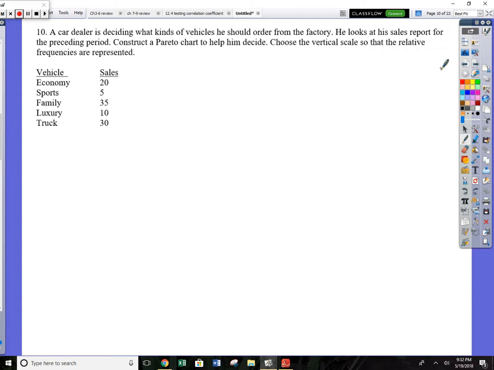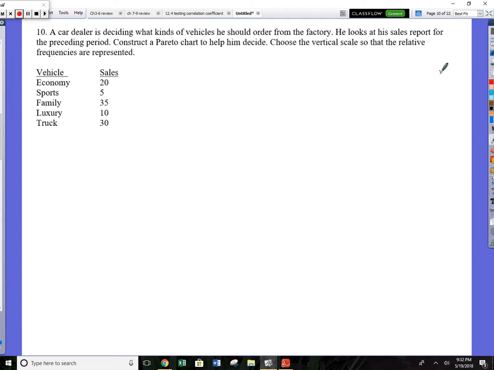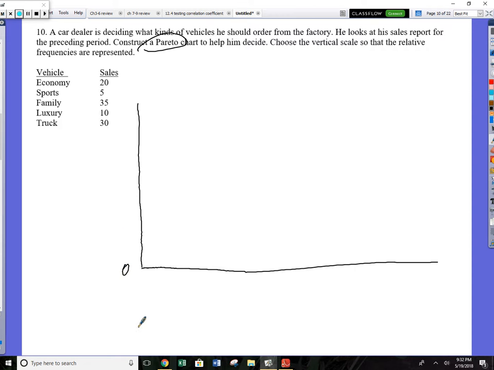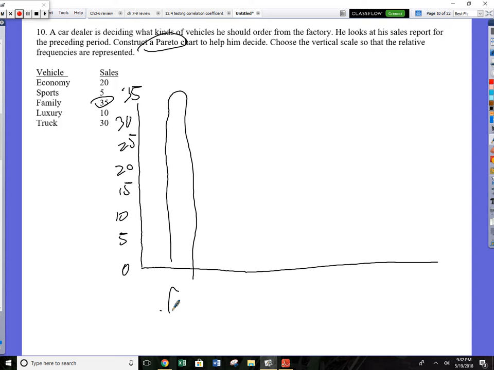Okay, number 10. A car dealer is deciding what kinds of vehicles he should order from the factory. He looks at his sales report. Construct a Pareto chart. We maybe talked about that barely. A Pareto chart is just a bar graph. So the sales always start at 0. Always start at 0. And I've got to max out at 35, so I'm just going to count by 5s. 5, 10, 15, 20, 25, 30, 35. Okay, now you can put them, I think they like them biggest to smallest, probably doesn't matter. So the families clear up at 35.